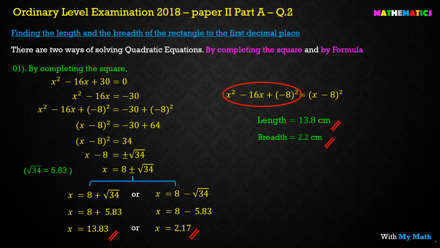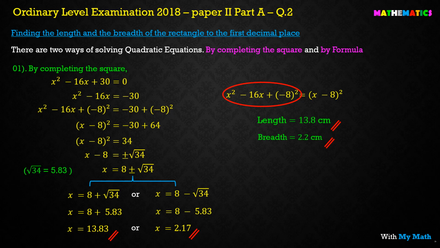Because we have to provide it to the first decimal place, therefore we have to round it up to the first decimal place. So in the first one, length 13.83, 3 is lesser than 5. Then we can neglect it without adding to 8. So we are just cancelling out the 3 and putting 13.8. And the other one, 2.17. 7 is larger than 5. So we add 1 to the 1 and cancel out the 7. So it gives us 2.2 centimeters.